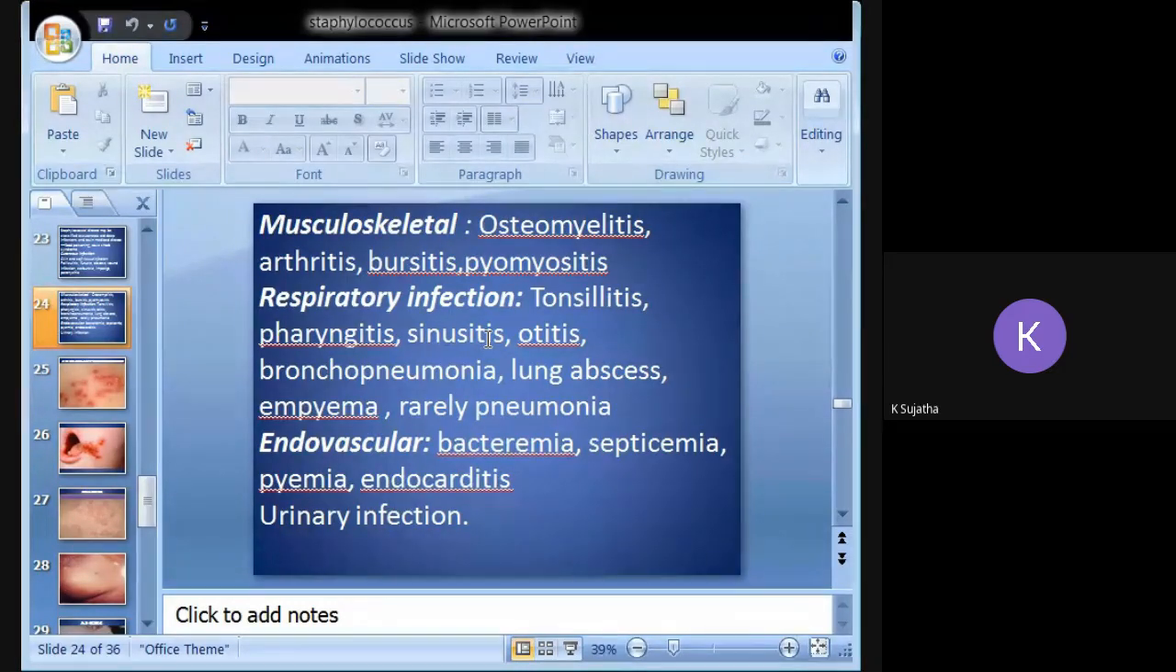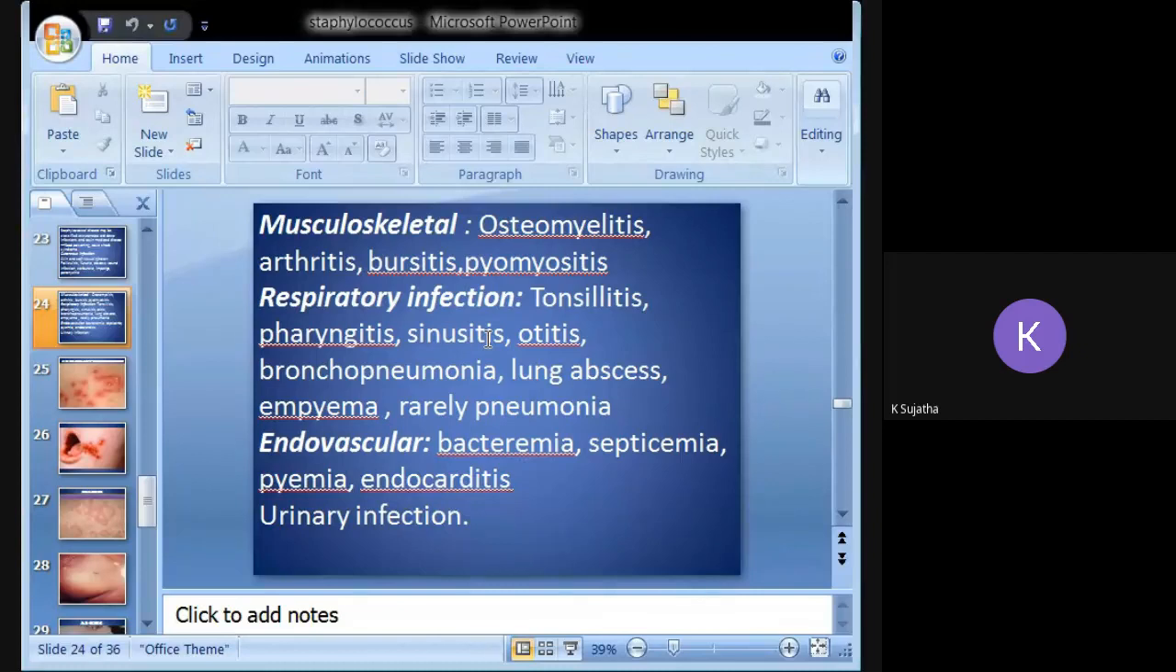In severe conditions, this bacteria enters the heart and, at the same time, the brain also. So another specimen is CSF. This bacteria also causes meningitis. Meningitis means inflammation of the brain. So another specimen is CSF.